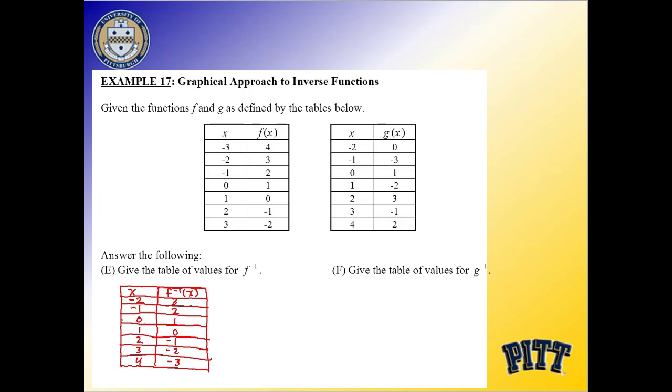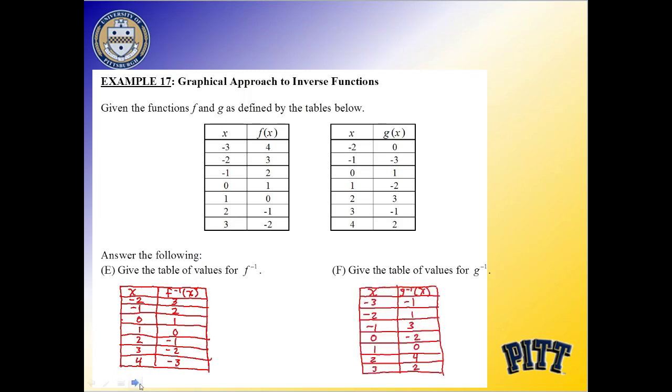So I'm just switching my x's and y's and making sure to put my x's all in order, and the y's have to still be associated with the original x, or I should say that the new y is associated with the old y, which is what x is. And g⁻¹, same kind of thing. Switching my x's and y's, making sure that I also list my new x's in the right order. That's what I would get.